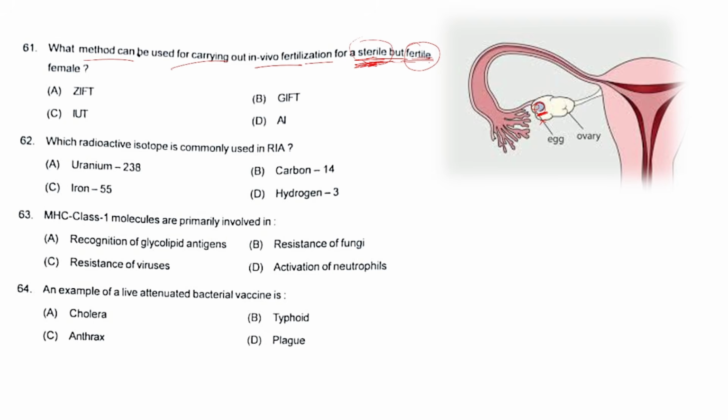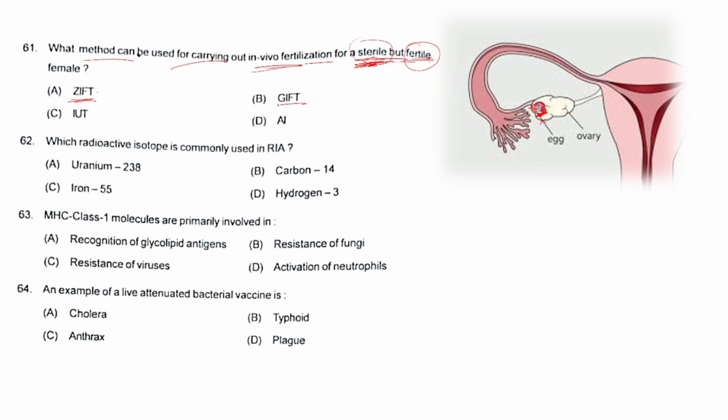So here in this question, the female is producing eggs successfully, but she is not able to conceive. Which type of method can we adopt for this case? We can use ZIFT, that is zygote intrafallopian transfer. No, ZIFT is not required because she is producing the egg successfully.